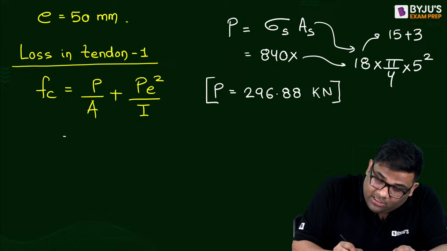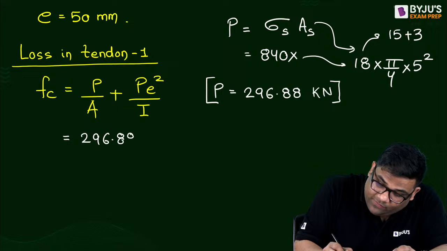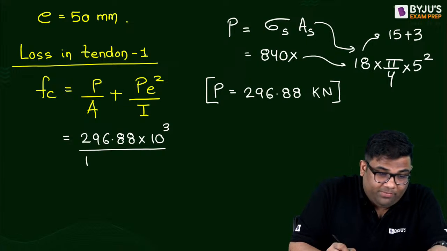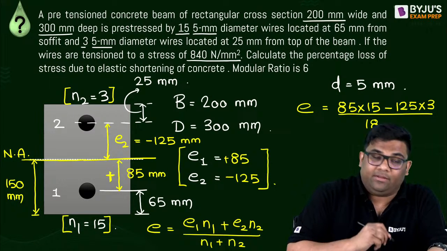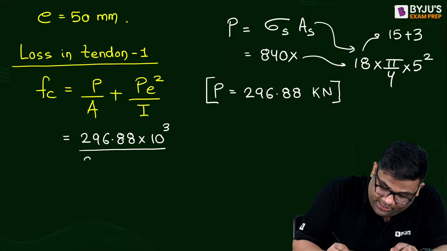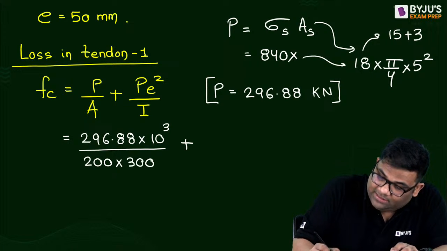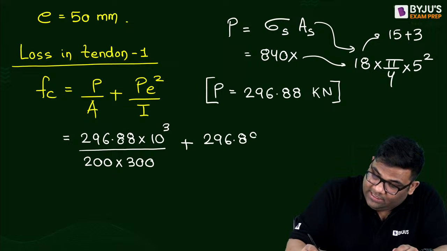Now you can easily find out the FC here. It will be 296.88. I'll convert into Newton. Then divide by area. Area is how much? 200 into 300, width and depth. Very good. Plus P, which is 296.88 into 10 to the power 3.